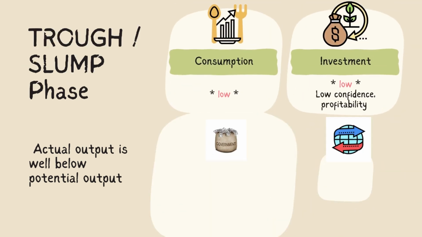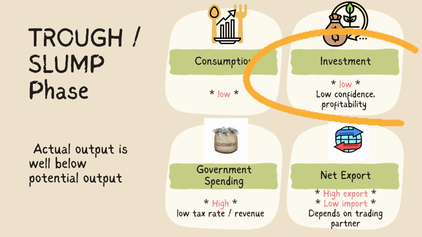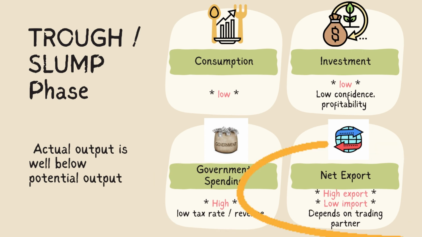Next, consumption very low because confidence is low. Investment very low. Again, businesses' confidence is low because economy is not doing well. Government spending will be very high because government needs to stimulate the economy, and hence government will also reduce tax rate. And the export will be high due to low price, and import will be low due to low purchasing power in relation to high unemployment rate.